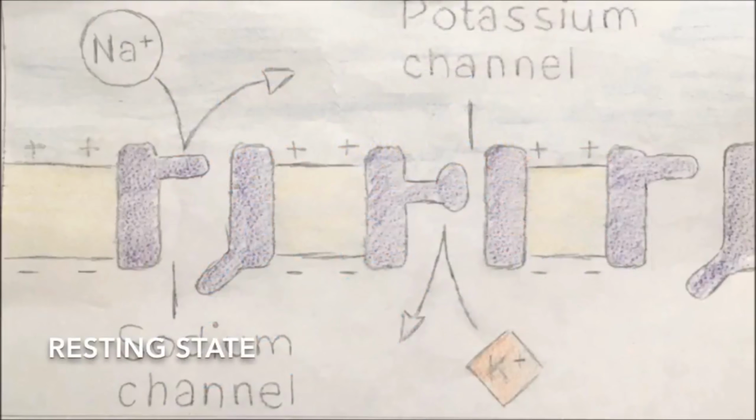The first step in an action potential is known as the resting state. During this step, the activation gates on the sodium plus and potassium plus channels are closed. Therefore, the membrane's resting potential is maintained.